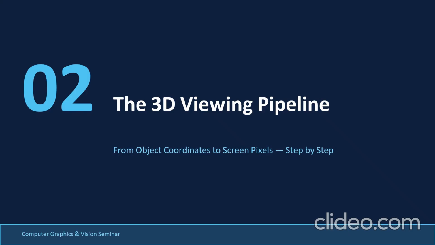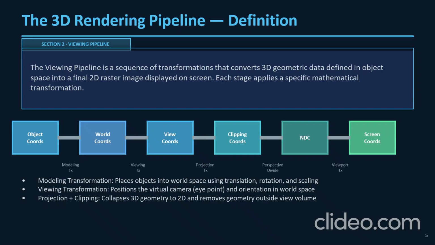Here is the 3D viewing pipeline. The viewing pipeline is the sequence of operations that converts three-dimensional objects into pixels displayed on the screen. It begins with object coordinates, applies modeling and viewing transformations, performs projections and clipping, and finally maps the image to screen coordinates. Every modern graphics system follows this pipeline we have shown in the diagram.